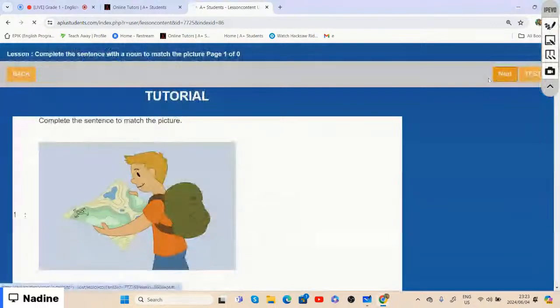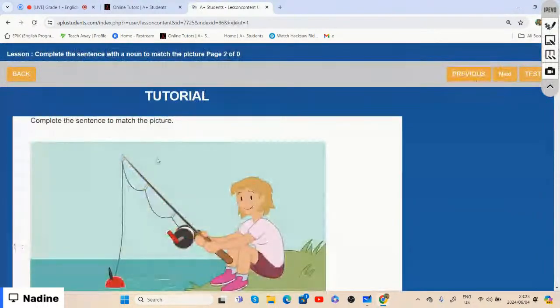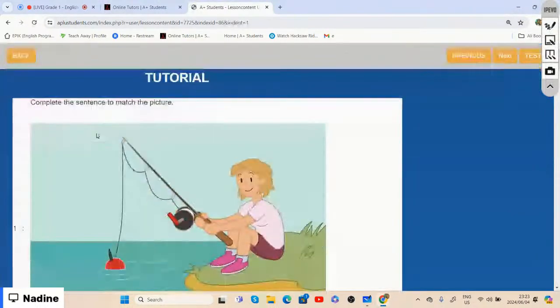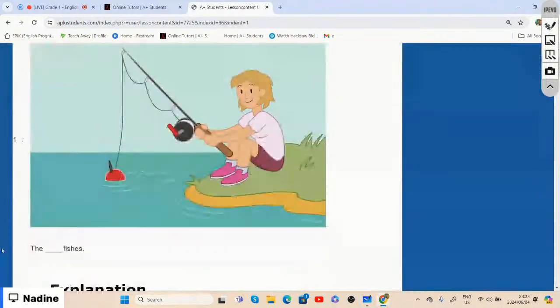All right, let's look at some more. Okay, if we look at the next picture, right, it says the fishes. Who fishes over here? Who fishes? Can we say the boy, the girl, the man, the woman? Who fishes? Who can we identify that fishes?